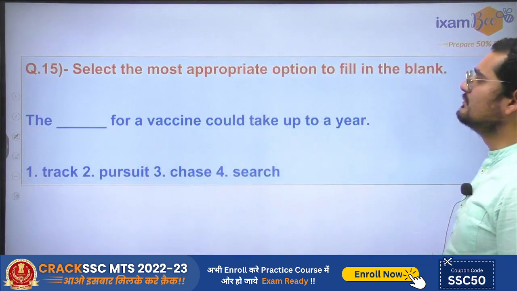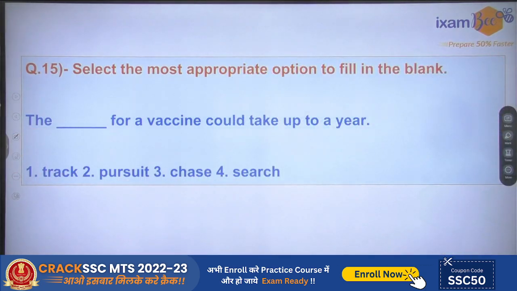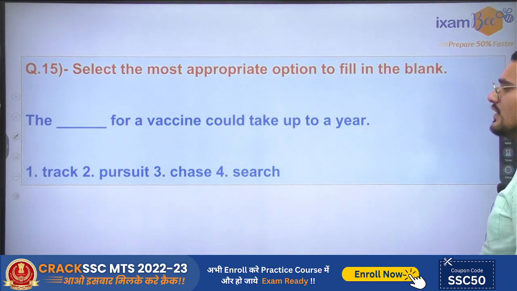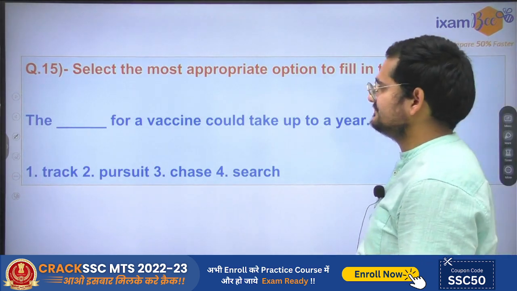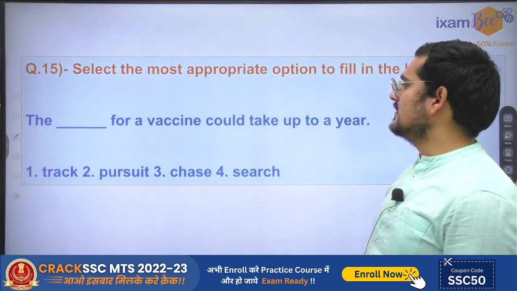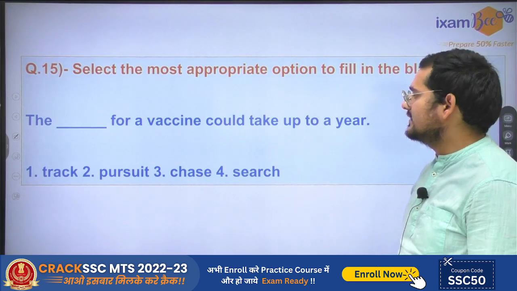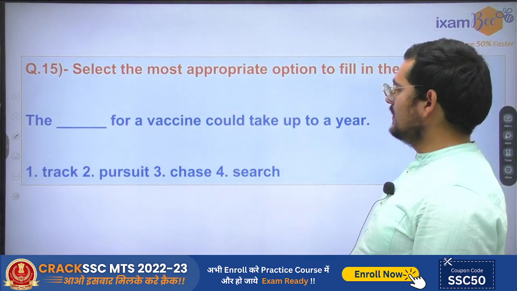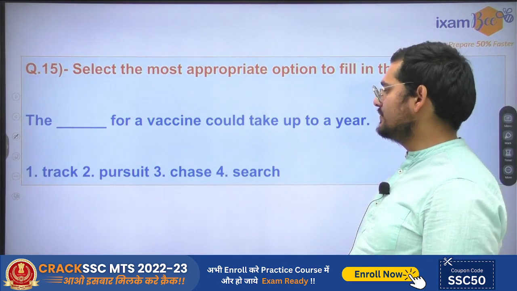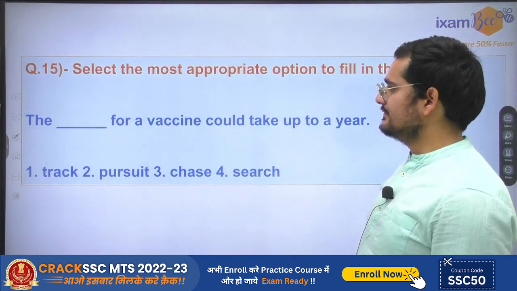Question 15: select the most inappropriate option to fill in the blank. So the dash for a vaccine could take up to a year. The vaccine has not come out yet, but has not been searched for yet, right? It has not been invented. So what we need to do: track, pursuit, chase, search.